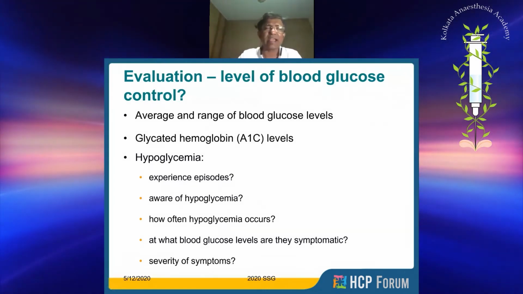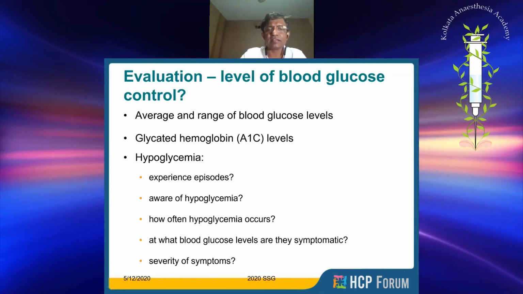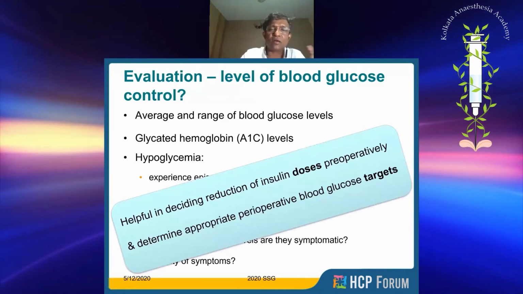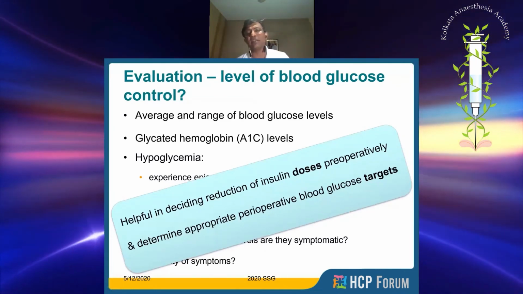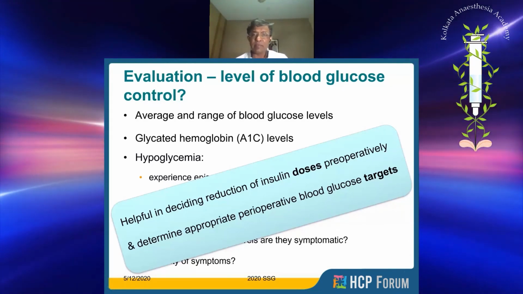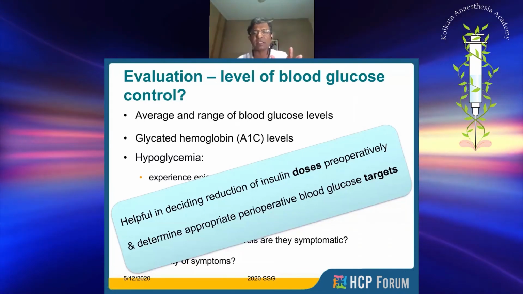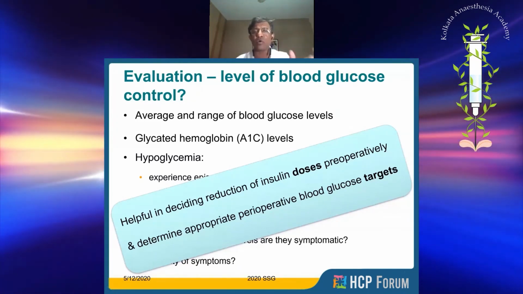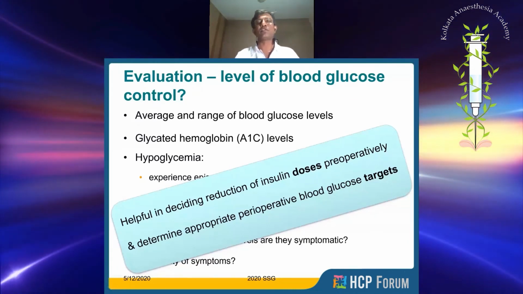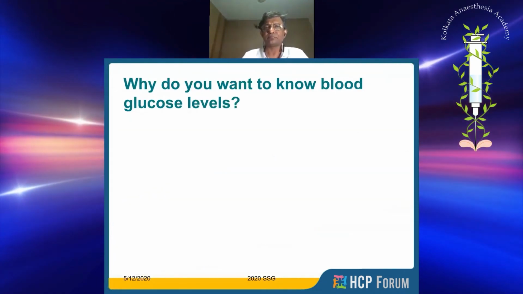Now, why are we trying to find this out? The reason is that it can be helpful in deducing how much of the insulin dose we need to tweak in the preoperative period. And maybe we don't just stick to whatever the textbooks tell you, but individualize, deciding that this is possibly a good perioperative blood glucose target for this particular person. So this is why you need to evaluate the level of blood glucose.